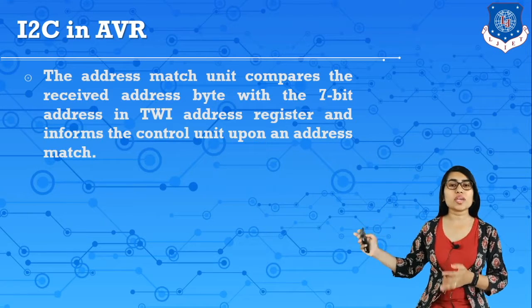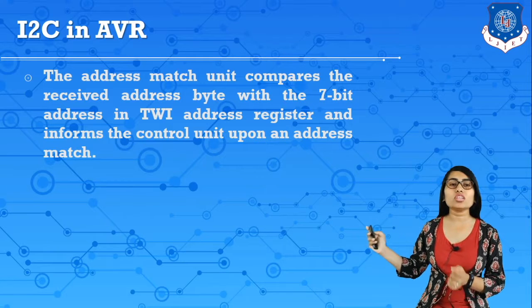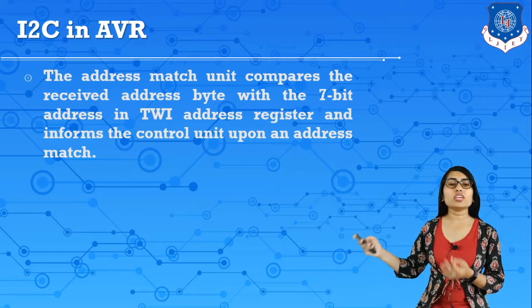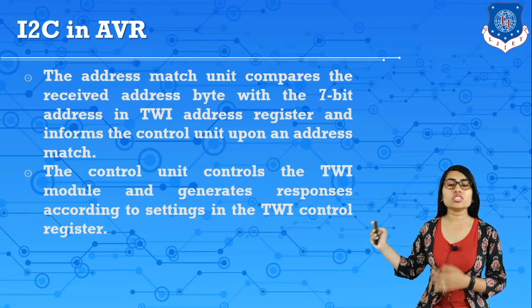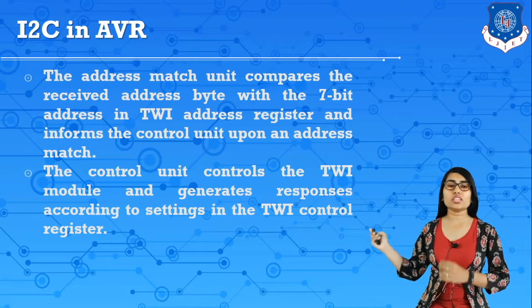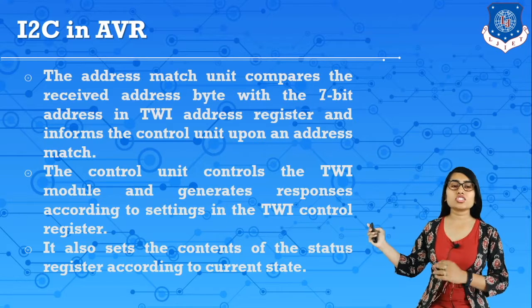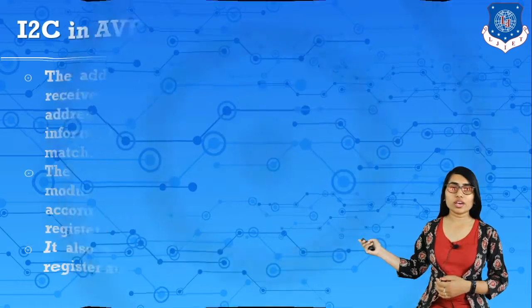This address match unit compares the received address byte with the 7-bit address in the TWI address register and informs the control unit upon address match. The control unit controls the TWI module and generates the response according to the setting in the TWI control register. It also sets the content of the status register according to the current state.